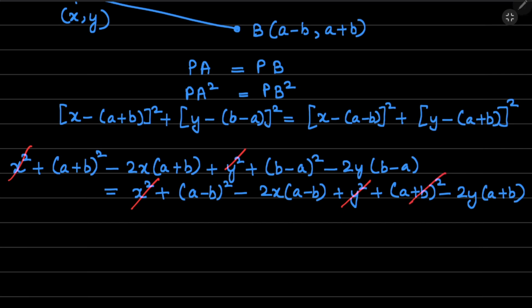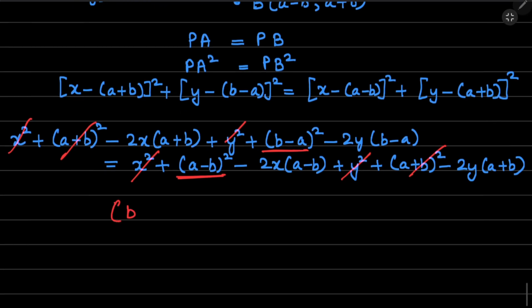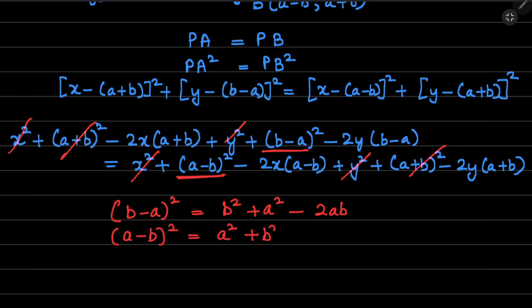Or you have a plus b the whole square, which will get cancelled on both the sides. Now, looking at these two terms, b minus a the whole square and a minus b the whole square are the same. b minus a the whole square is nothing but b square plus a square minus 2ab. If you take a minus b the whole square, this is also equal to a square plus b square minus 2ab. These two are the same. So your b minus a the whole square and a minus b the whole square will also get cancelled on either side of the equal to sign.